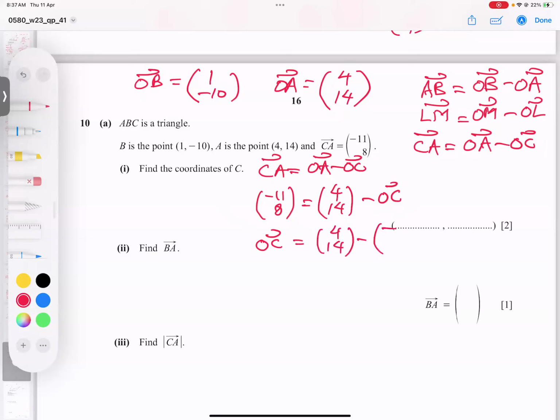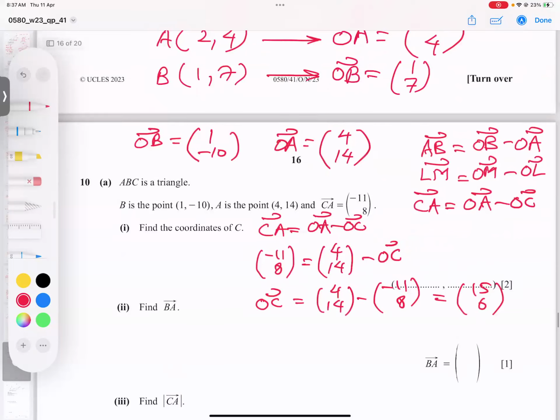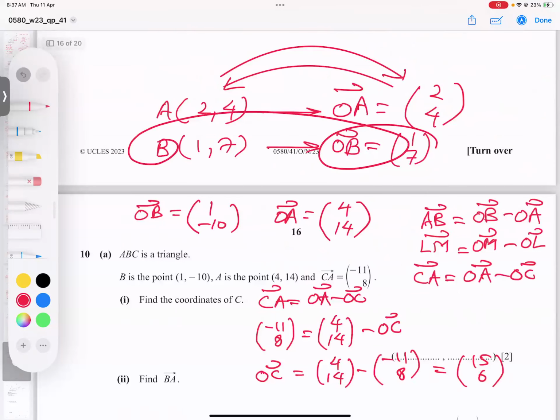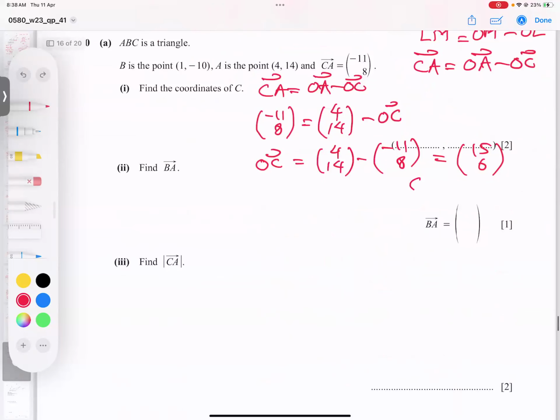So 4, 14 and minus 11, 8. And finally, I can find it easily. 4 minus minus, plus, I get 15. And 14 minus 8, we get 6. So I got OC. And I want to convert back. Simple: remove the O. What is the C coordinate, students? The C coordinate becomes 15, 6. I believe you got my point.